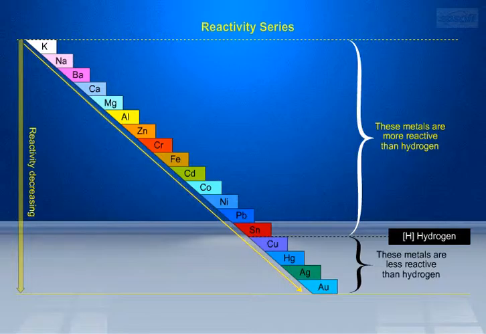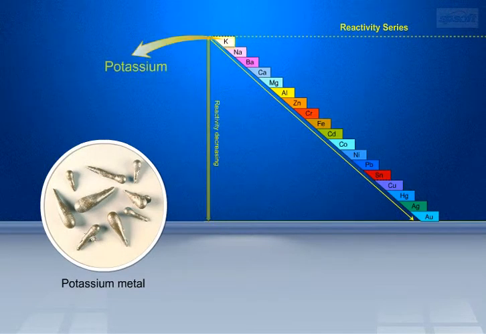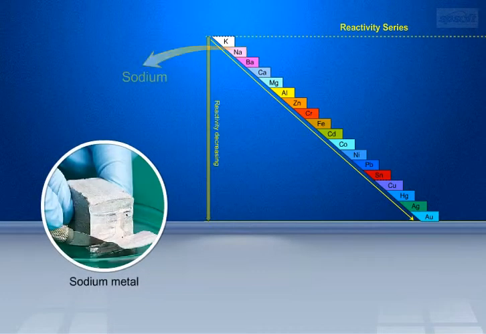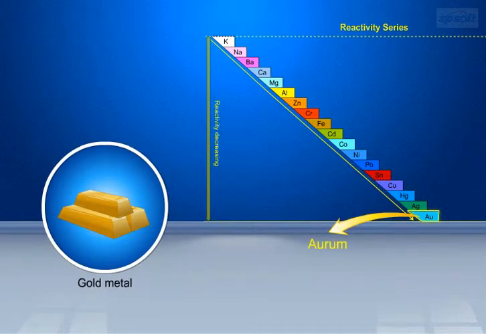Potassium is the most reactive metal, so it has been placed at the top in the reactivity series. Sodium metal is less reactive than potassium, so sodium has been placed below potassium in the reactivity series. Gold, being the least reactive metal, has been placed at the bottom of the reactivity series.